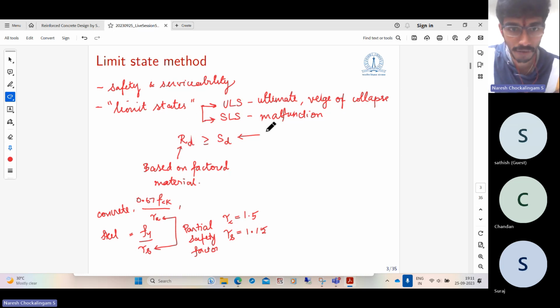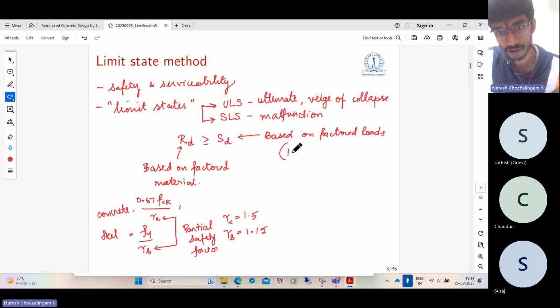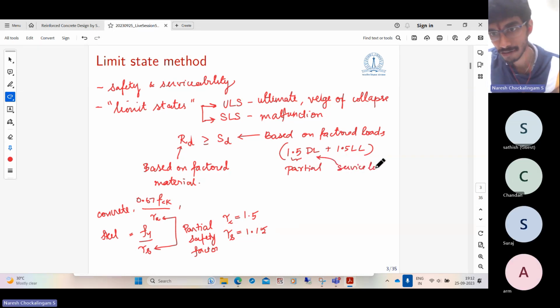So the action is computed based on factored loads. For example, one of the possible load combinations, which you often find, is 1.5 dead load plus 1.5 live load. So in this case, these are the partial safety factors for the load, and these are the service loads. Service loads are the loads that are typically expected during the service of the structure. But we also account for accidental overloading by applying this partial safety factor.